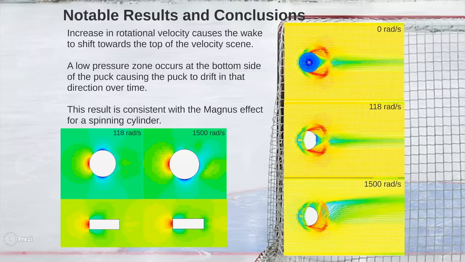And the result is consistent with the Magnus effect for a spinning cylinder, which is reinforced by that low pressure in the 1500 radians per second figure seen in the bottom left-hand side of the view, where the low pressure is located at the bottom edge of the puck, and the lower speed shows low pressure on either side of the puck. The right-hand figures all show velocity, which should be the opposite of what we see in the pressure profiles, and that holds consistent.